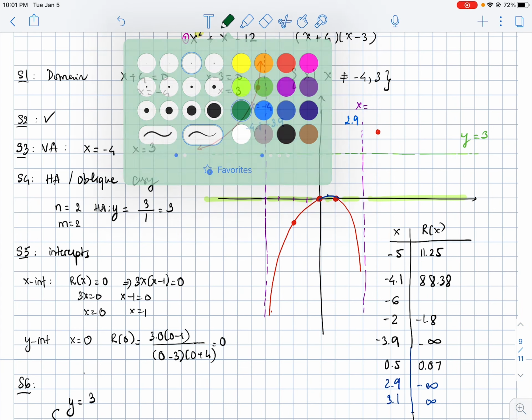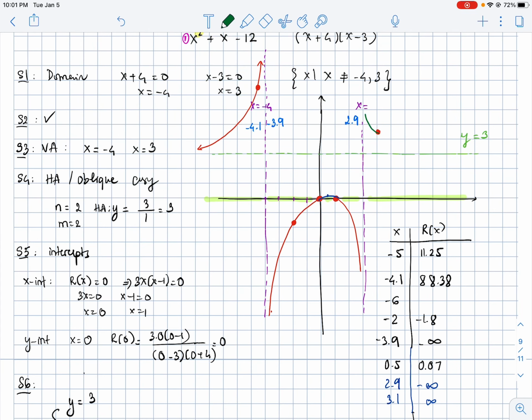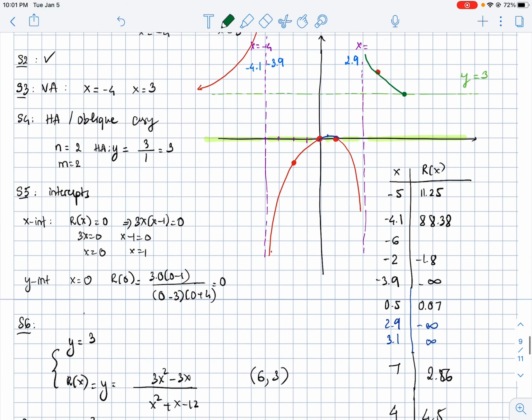So we're going to approach the curve like this, but then at 6, 3, this point right here, the graph will come to the horizontal asymptote, and then it touches like this. And then I already calculated that 7, 2.86. So 7 right here and 2.86 is right here. So it will come down like this, and then it will approach the curve from the bottom, not from the top. Okay, so it's going to be like this.